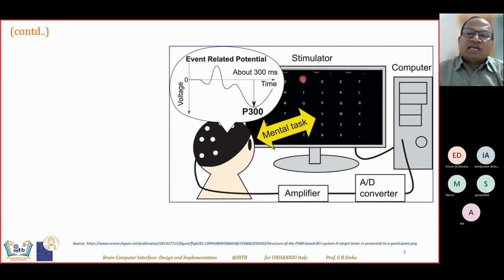So stimulus means, say the person is asked here to read some letters or to recognize some letters from the board. So this is also a task where the task may generate some potential called event related potential.